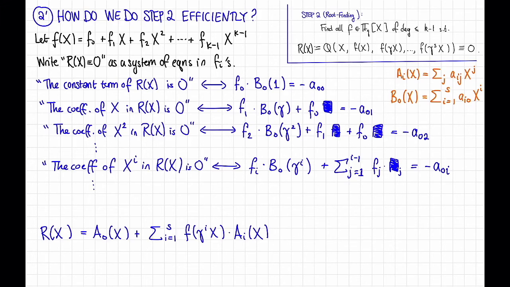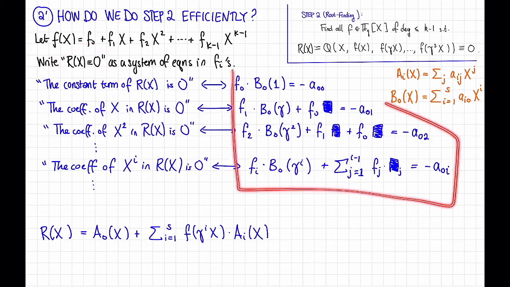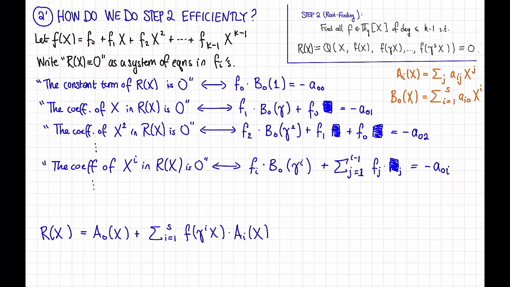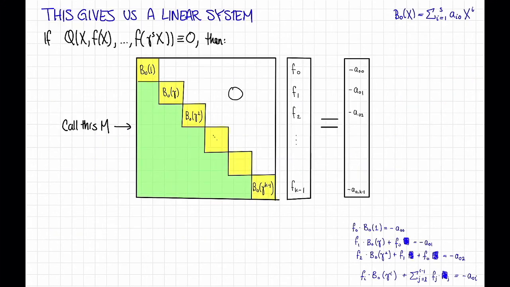And now we see that this statement, R of x is identically equal to 0, gives rise to a system of linear equations. Let's write this system as a matrix. So down here I've copied what we got on the previous slide, and I claim that this corresponds to a matrix vector equation that looks like this. That is, if R is identically equal to 0, then we have that some matrix that looks like this times the vector that has the coefficients f0 through fk minus 1 in it is equal to a vector that has minus a00, minus a01, and so on in it.